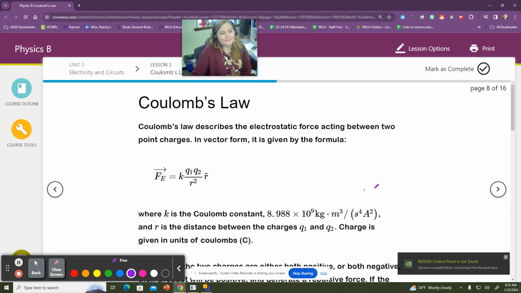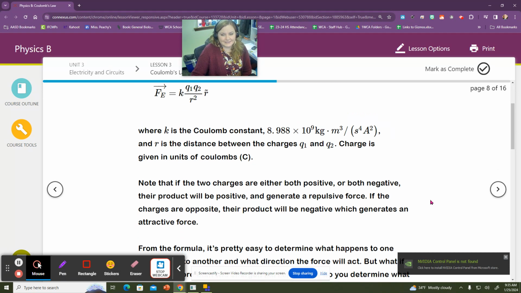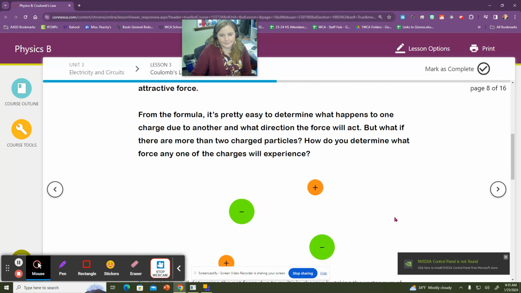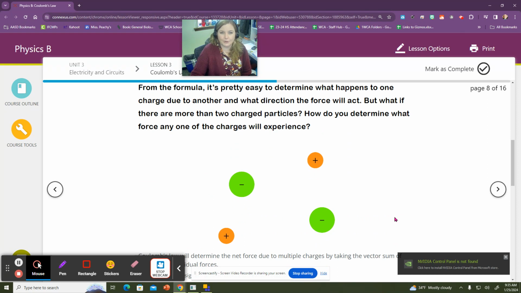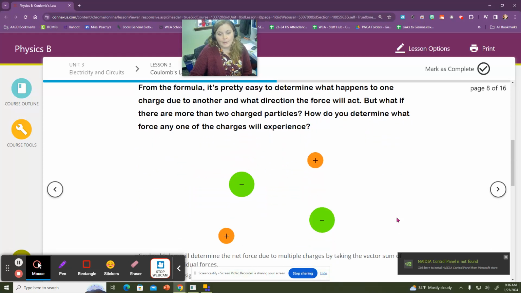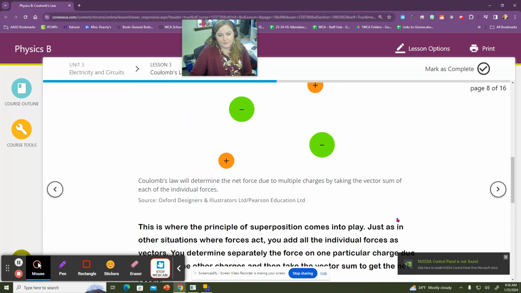In some ways it's counterintuitive that way, but it also makes lots of sense when you think about experience, like have we ever had an experience where opposites attract and likes repel? Now it says it's easy to determine what happens to two charges. You just have to look at their signs and their magnitudes to figure out what's going to happen. But what if you've got more than two? What do we do with that?